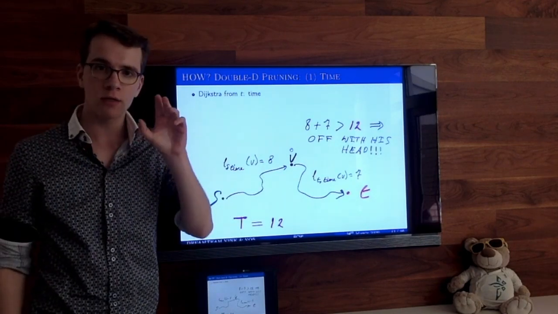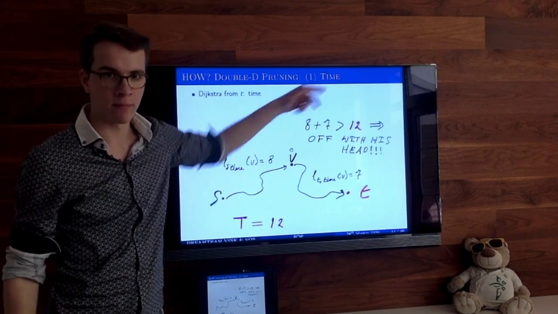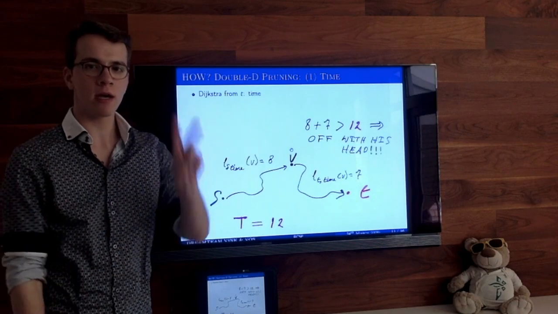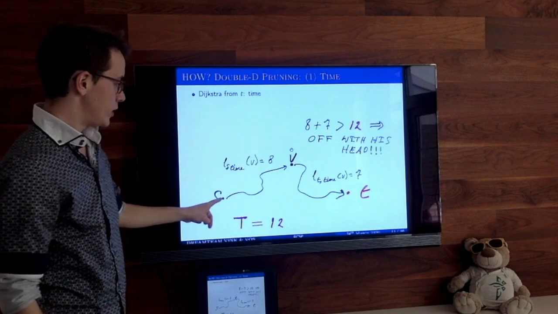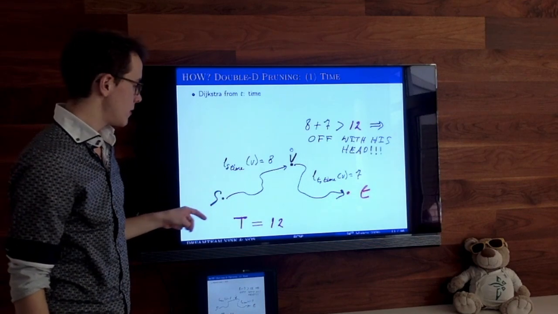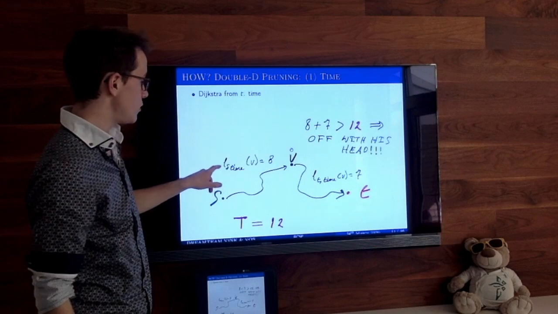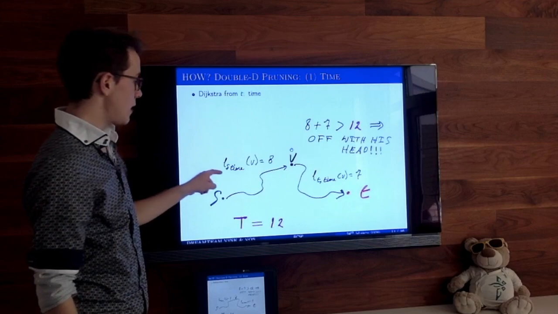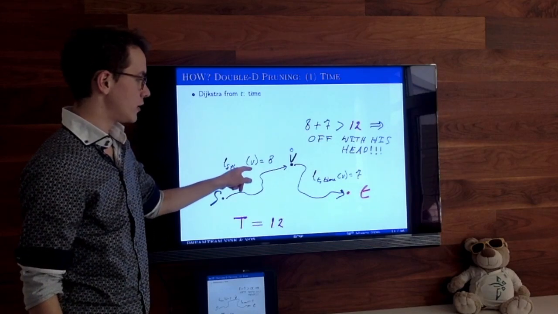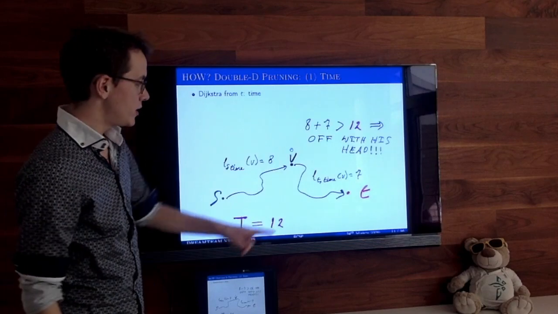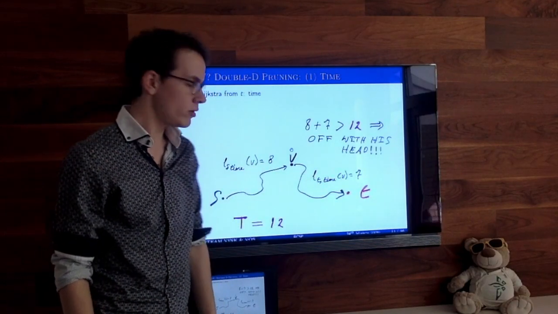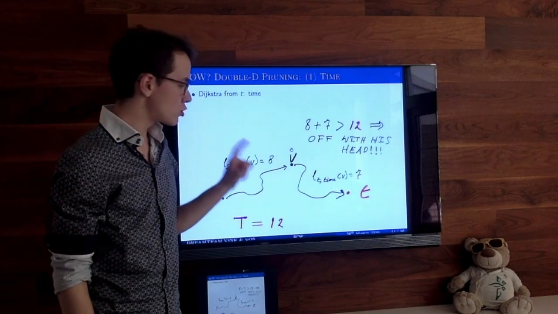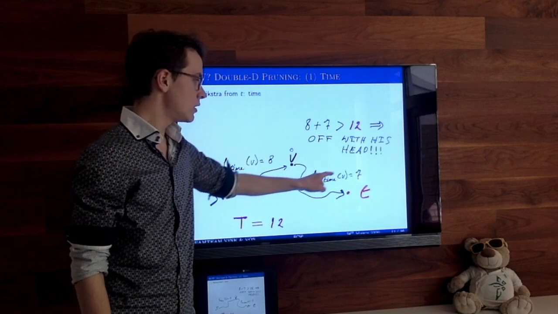Our first method is double Dijkstra pruning on time. So why do we call it double Dijkstra pruning? It is because we perform Dijkstra twice. The first time we take node S as our source node, and we fill the graph with values for LSV, which is the shortest time path from S to V. And the second time we do Dijkstra, we take node T as our source node, and we also fill the graph with values for LTV, which is the shortest time path from T to V.